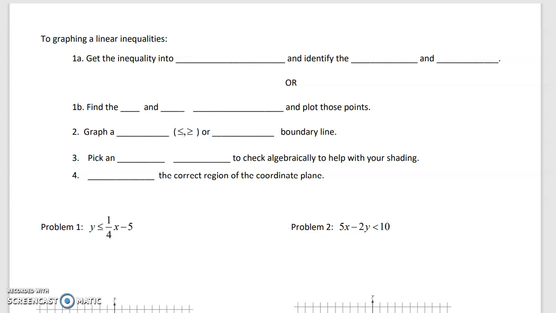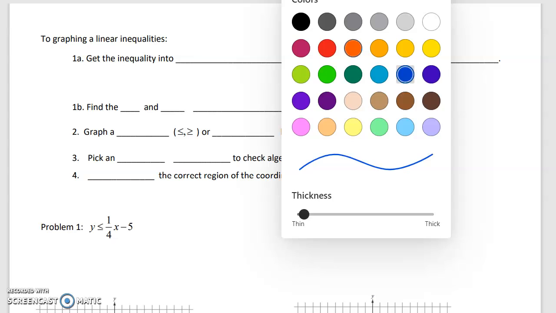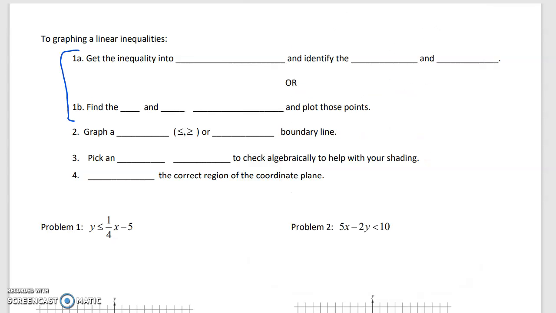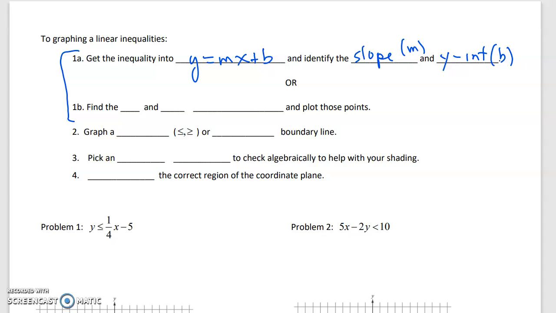Now let's take a look at how to actually graph a linear inequality. So when we go to do the graphing part, we have to really start with the boundary line. And there's two ways we can approach that. We can get the inequality into y equals mx plus b form, our classic slope-intercept form, and then identify the slope and the y-intercept. Remember, the slope is m, that's our constant rate of change, and the y-intercept is b.